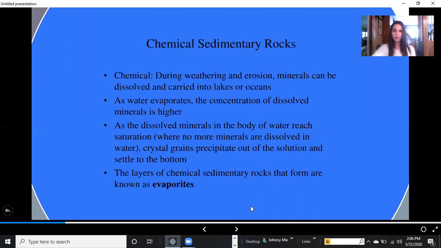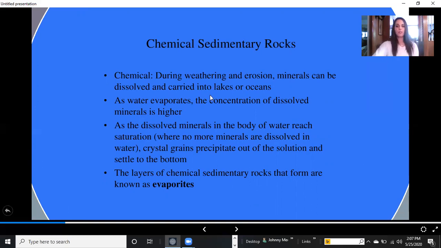Now, chemical sedimentary rocks. So we talked about chemical rocks. During weathering and erosion, these minerals are dissolved and carried into lakes or ocean. As water evaporates, the concentration of dissolved minerals is higher. And as dissolved minerals in the body of water reach saturation, this is another way the crystal grains can precipitate out of the solution and settle to the bottom.